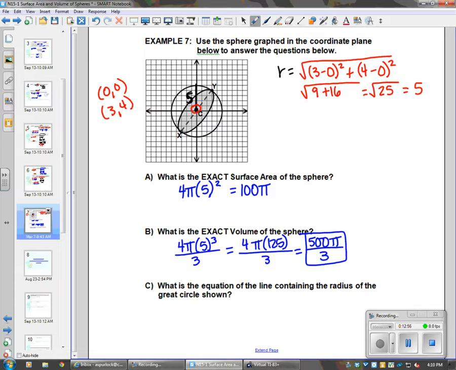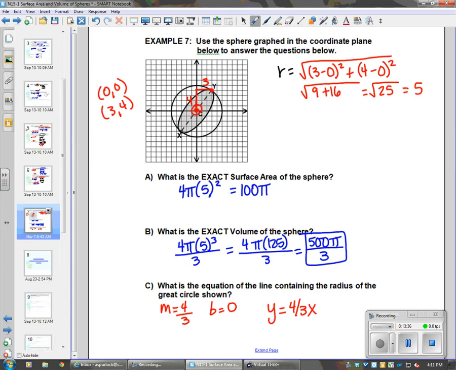Okay. All right, now in part C, it says, what is the equation of the line containing the radius of the great circle? So once again, we can really easily see, looking at the picture, okay, this time we have to look at the picture, that the radius goes from 0, 0 to that point at 3, 4. So I went up 4 and over 3, which means that my slope has to be 4 over 3, so 4/3. And then hopefully we're recognizing on this particular problem, the y-intercept is just 0. So our equation would be y is equal to 4/3 x.